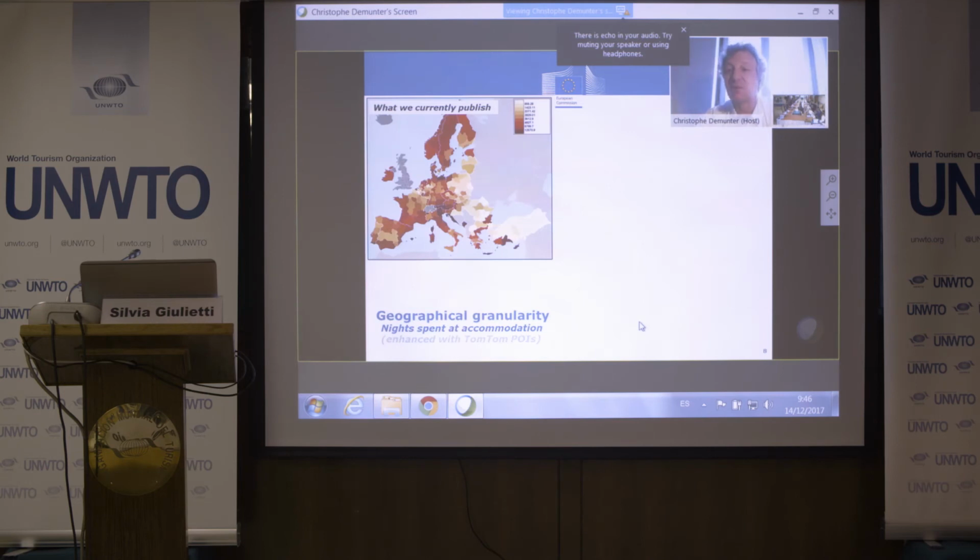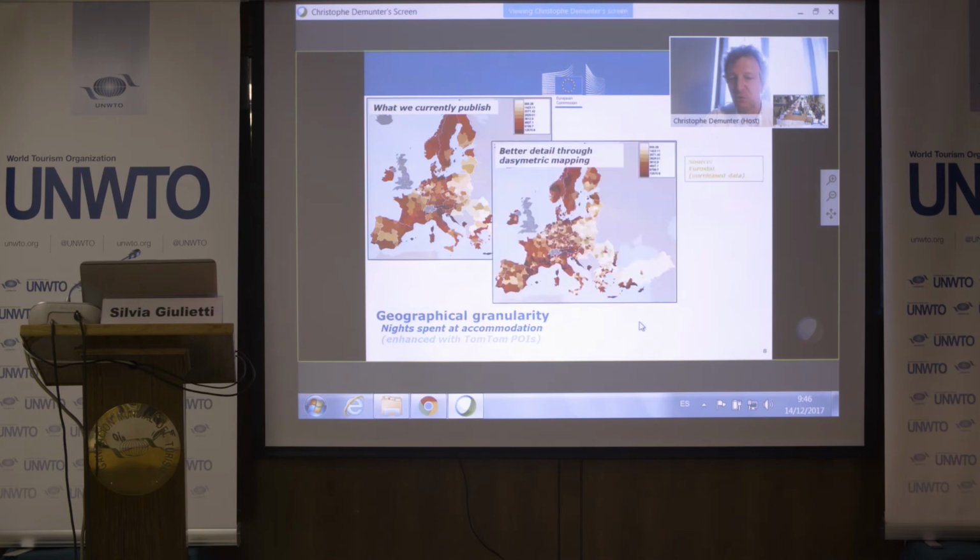So this is what we can currently produce. This is the NUTS2 map of Europe with the nights spent at accommodation. And of course, the darker, the higher the nights spent in a particular region. For measuring sustainable tourism, having data for the whole of Andalusia will not be very helpful, because it's a too diverse, heterogeneous region. With this additional data, we managed to make the data much more fine, and we have this.